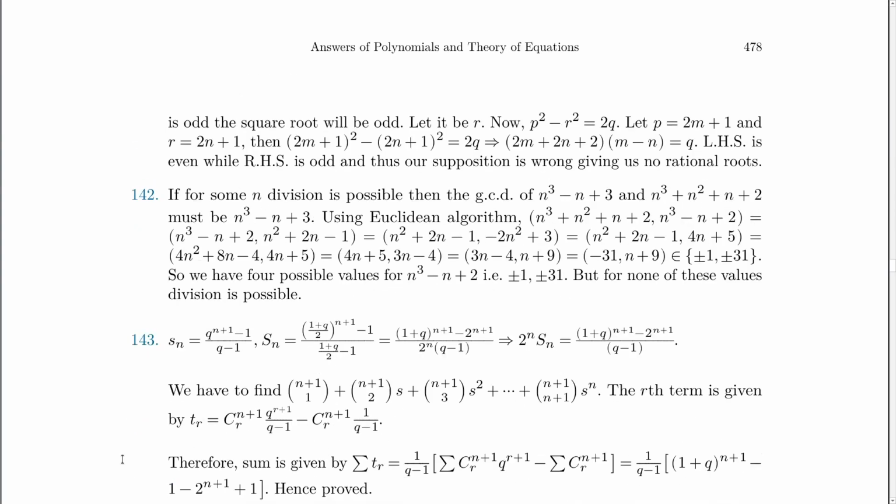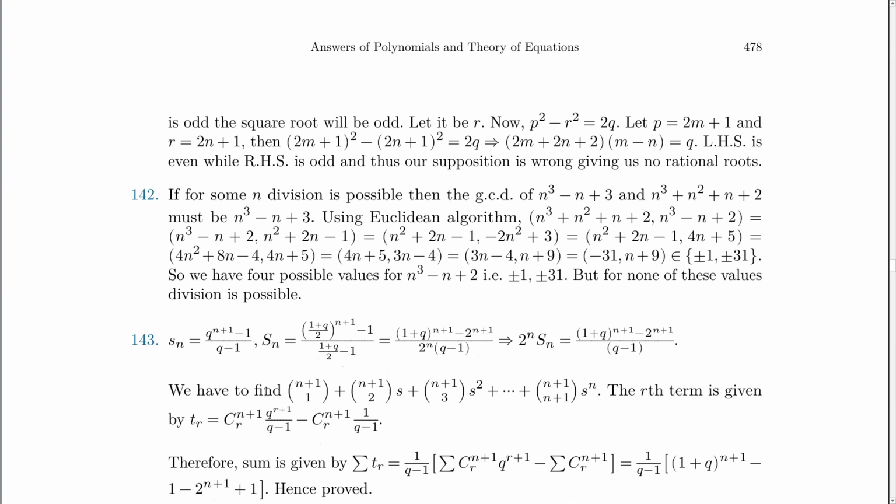Small sn is equal to q to the power n plus 1 minus 1 by q minus 1, because it is 1 plus q plus q square, a geometric progression. And similarly, capital Sn is equal to ((1 plus q) by 2) whole to the power n plus 1 minus 1 by (1 plus q) by 2 minus 1. So this is equal to (1 plus q) to the power n plus 1 minus 2 to the power n plus 1 divided by 2 to the power n into q minus 1. And therefore, 2 to the power n Sn is equal to (1 plus q) to the power n plus 1 minus 2 to the power n plus 1 by q minus 1.